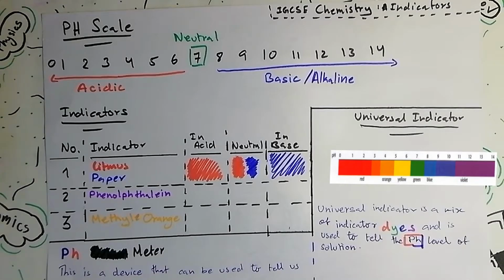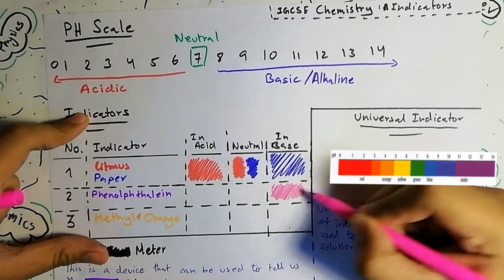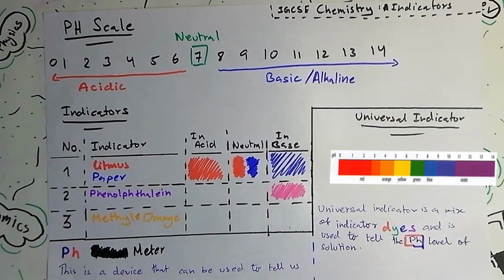Next, we have phenolphthalein. Phenolphthalein is a colorless solution. When you put it in acid, it will stay colorless. But when you put it in base, it becomes a sort of pinkish color. So I'm just going to put pink over here. Phenolphthalein stays colorless in neutral and acidic solutions, but in base it becomes dark pinkish.